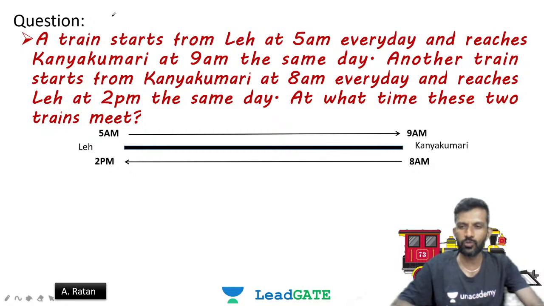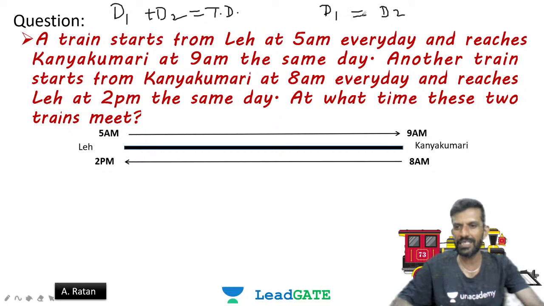Still, one concept I was trying to put into your brain. Two objects moving in the opposite direction will meet only when the distance covered by the first object plus the distance covered by the second object gives you the total distance, and in the same direction they will meet only when the distance covered by the first object and the distance covered by the second object are both equal.